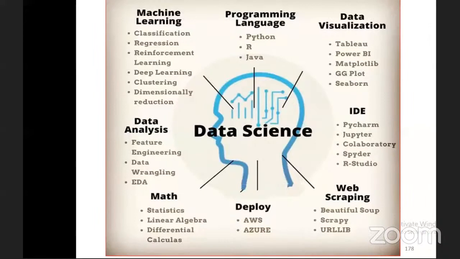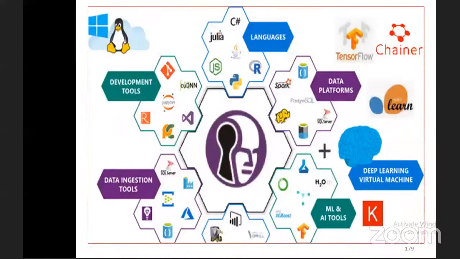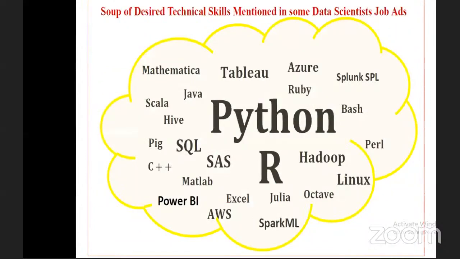Then we are using mathematics, statistics, linear algebra, differential calculus, data analysis, and machine learning, with programming languages like Python, R, Java, etc. These are the tools I have explained many times: deployment tools, data ingestion tools, languages, data platforms, deep learning, virtual machines, ML and AI tools. So Python, R, SQL, SAS. SAS is statistical analysis software, very popular. To generate the statistics, we are using SPSS, Excel, AWS, Power BI, Spark ML, Perl, Bash.